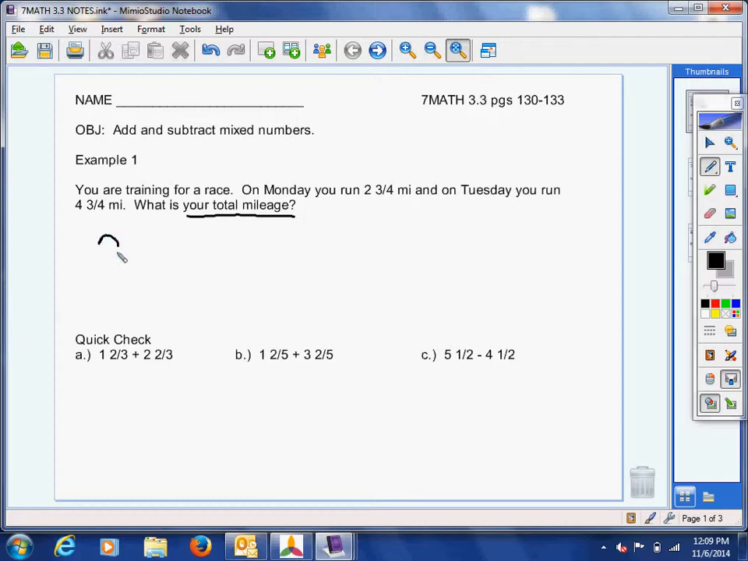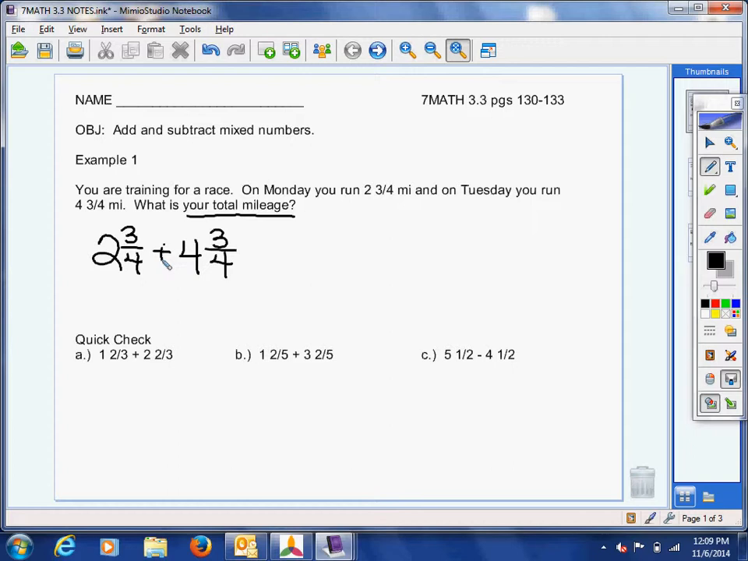All right, so let's get our mixed numbers written here. I like writing them vertically so that it stands out a little bit better. So we have 2 3/4 miles and 4 3/4 miles, and we want to put them together. We're going to add them together. So how do we go about that?